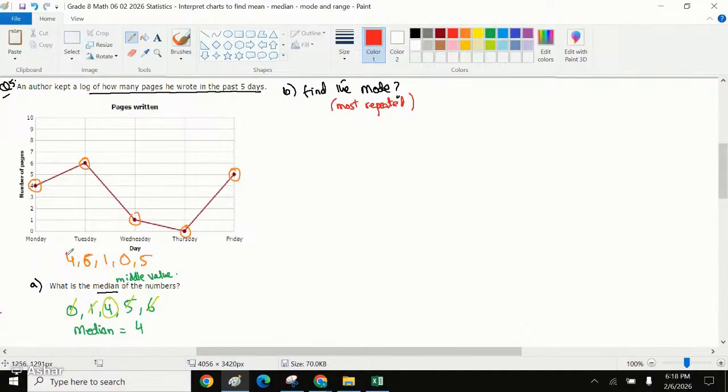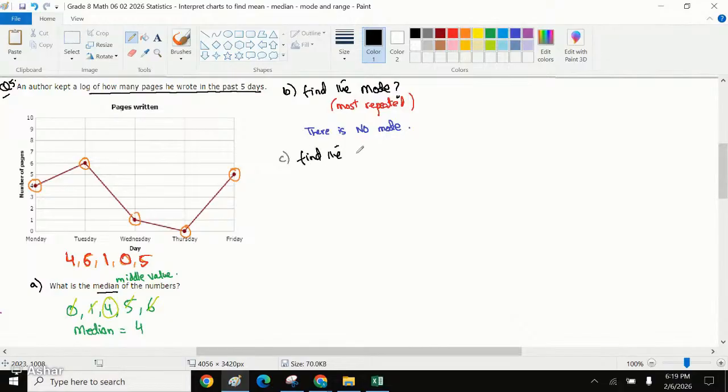So which number was repeated most times? If we had the scores 4, 6, 1, 0, 5, can we see a repetition of numbers? No, there is no repetition of numbers, right? So we can always say that there is no mode. That is an acceptable answer, right? Because all the numbers, the number of pages, were different. So there is no repetition, okay? The next one we can say, we're done with median, mode, mean.